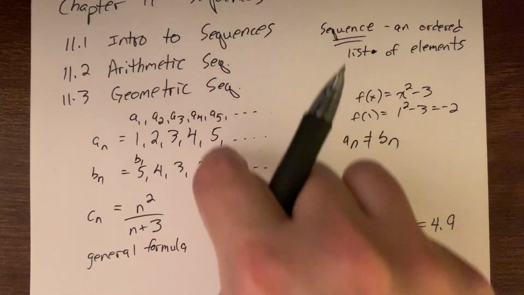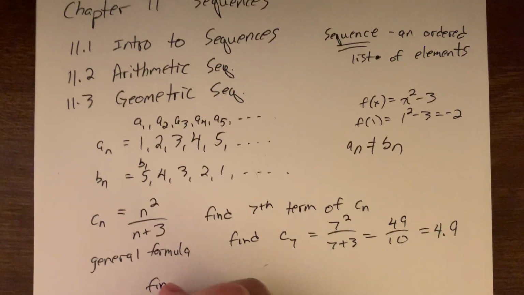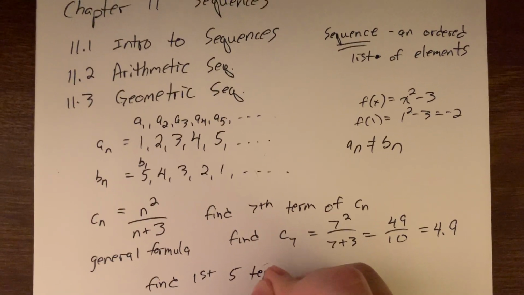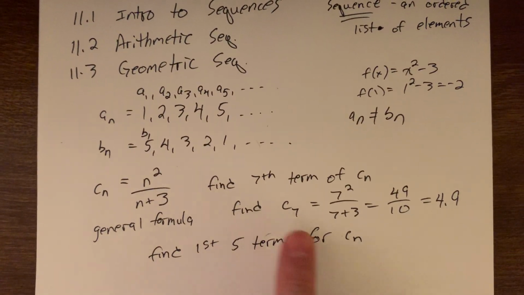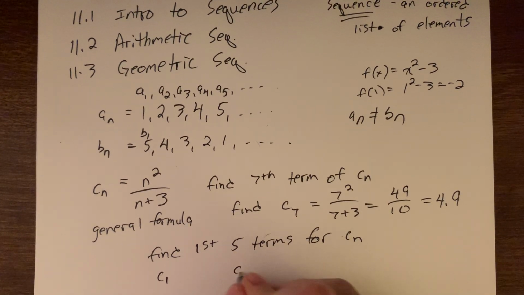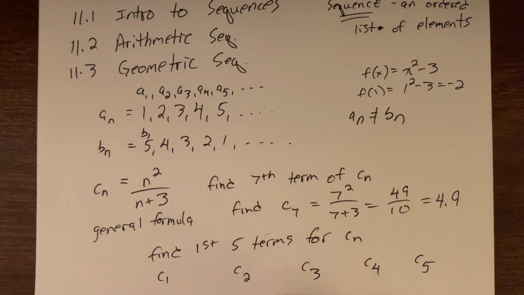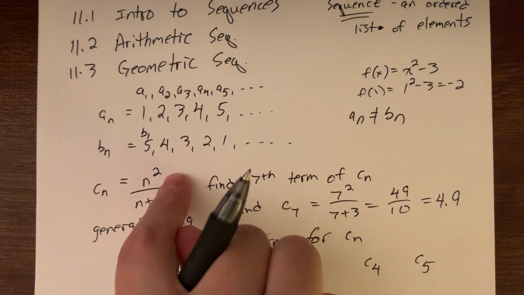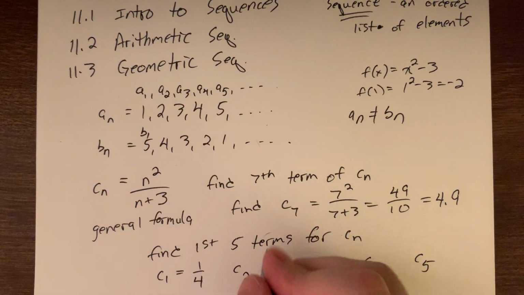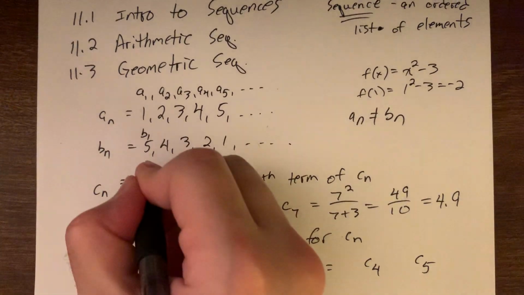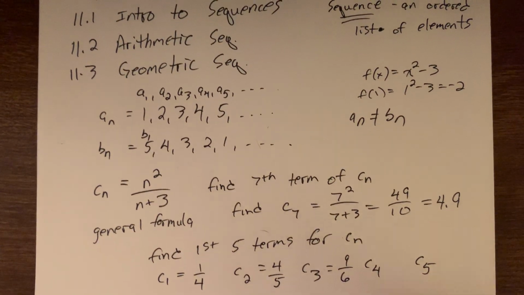I mean, here, both of these gave you the first 5 terms for sequence A and sequence B. What if I told you to find the first 5 terms for C? Well, you would just do this idea. You'd find C1, you'd find C2, you'd find C3, you'd find C4, you'd find C5. And you could leave it in that notation, C1, plug it in, 1 squared over 1 plus 3, you get 1/4. 2 squared over 2 plus 3, you get 4/5. 3 squared over 3 plus 3, you get 9 over 6, which can reduce, 3 over 2.